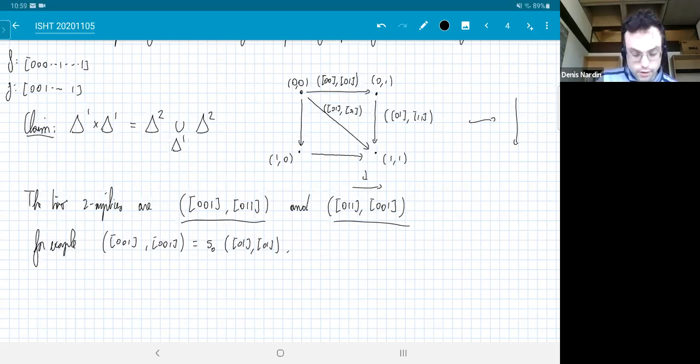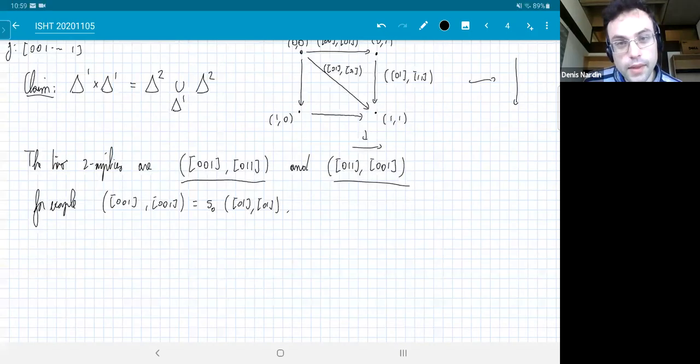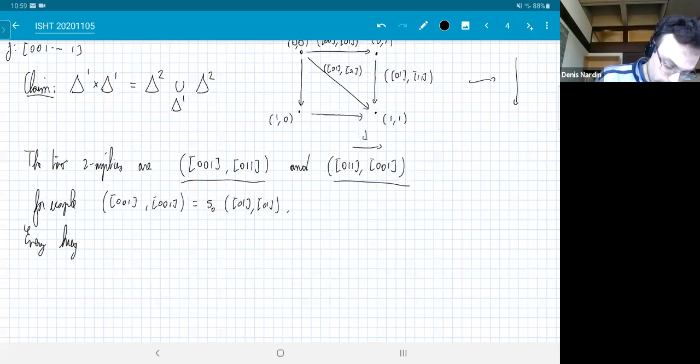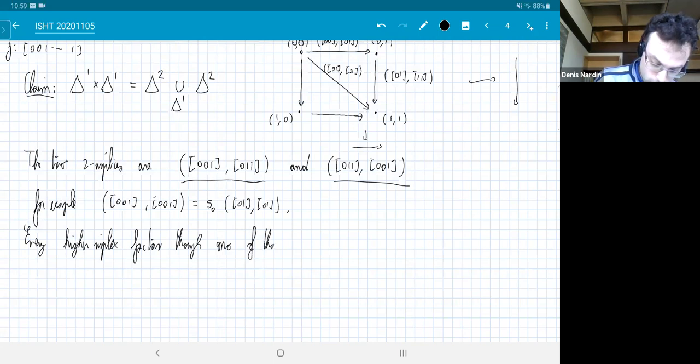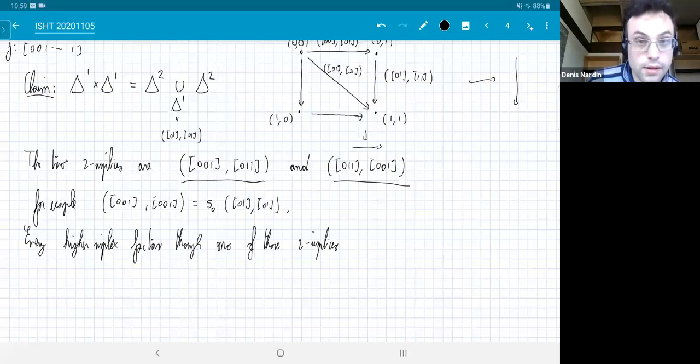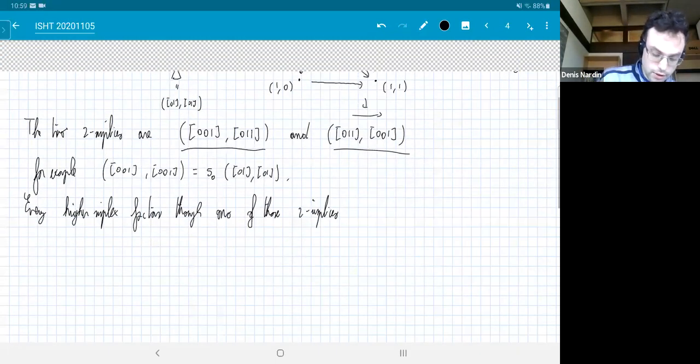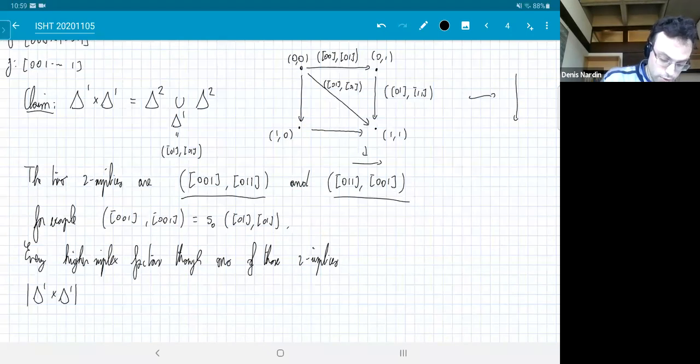And then I think I'll let you verify the claim and see that, in fact, every higher simplex factors through one of these two simplices. And their intersection is exactly this (0,1), comma, (0,1). So you actually have this pushout. And so the realization of delta 1 times the realization of delta 1 is exactly a two-dimensional square.